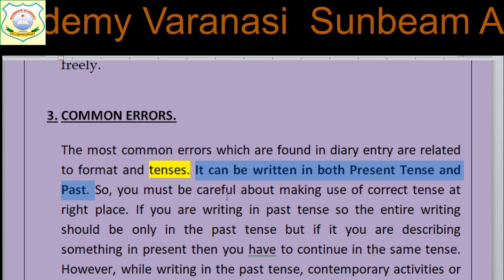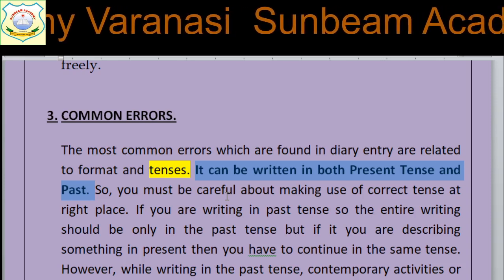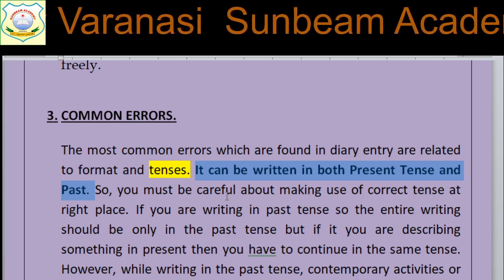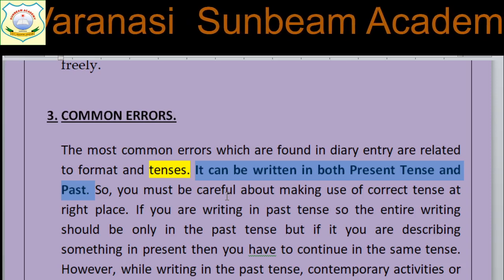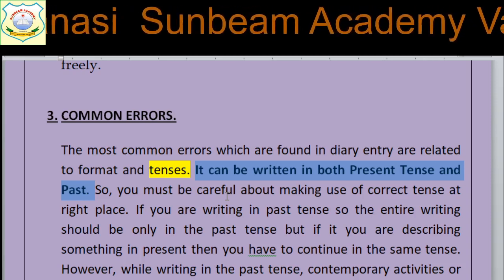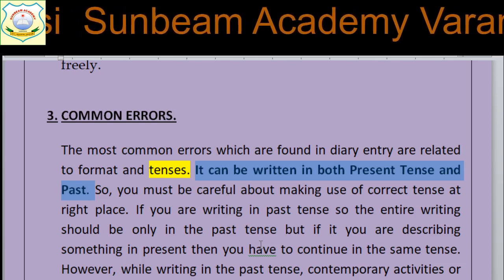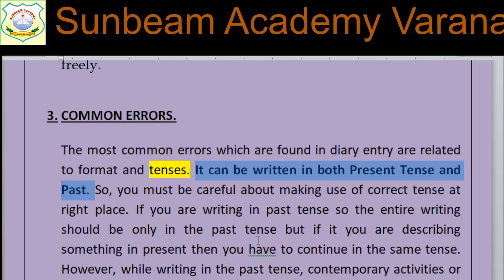You may write in your diary entry what you are doing. Okay, you may write in your diary what you want to do, means you can write about your future that you wish. You may write in your diary something that you have already done about your past. So you must be careful about making use of tenses.